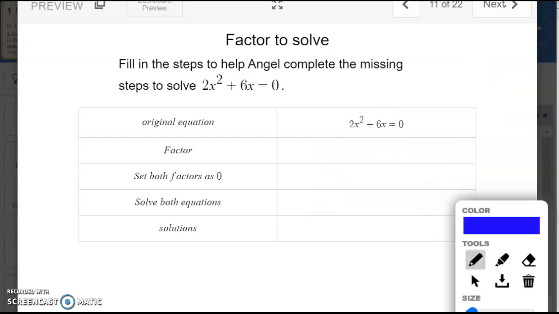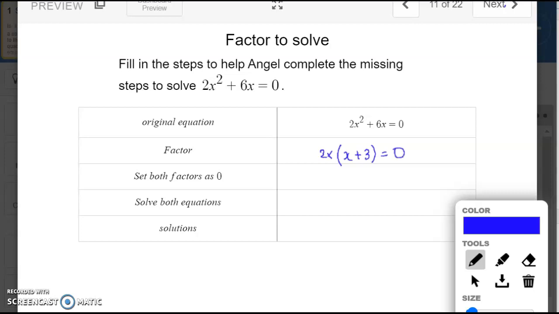What about this? 2x squared plus 6x is equal to 0. Oh, we only have two terms. That means every time you look for GCF, 2 and 6, I can take 2 out. What about x squared and x? I can take x out. That leaves me with 2x times what is 2x squared? That's going to be x. 2x times what is 6x? That's going to be positive 3.